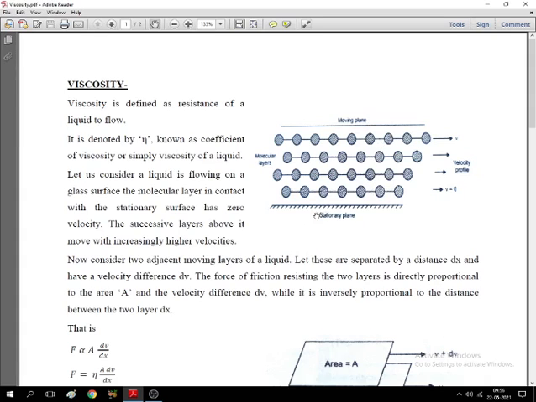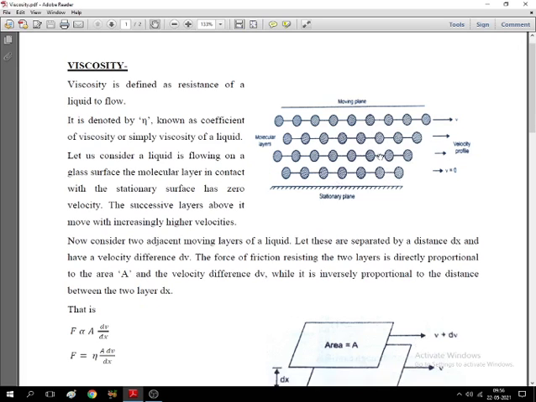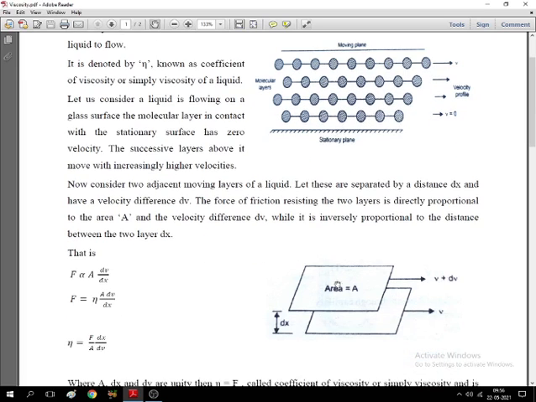Now the velocity of the layer in contact with the surface is 0, and when we move in the upward direction its velocity goes on increasing. Now let us consider two layers. One layer has velocity v, and the upper layer has a higher velocity by dv.